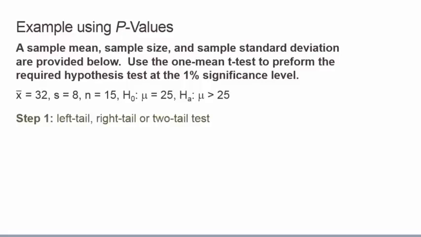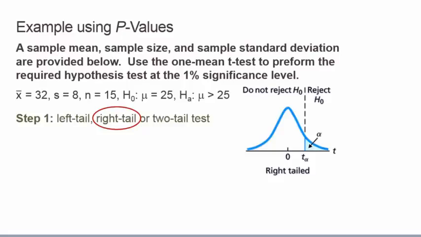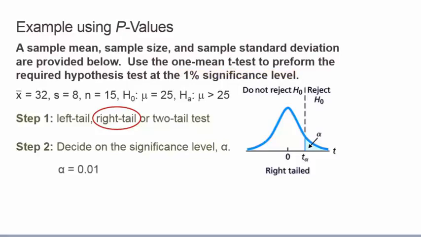Step 1. Determine if we have a left-tailed, right-tailed, or two-tailed test. Since H sub A has greater than, we have a right-tailed test. Next, we want to draw a sketch of what that looks like. My critical value, T sub alpha, is positive, and alpha lies to the right of T sub alpha. Step 2. Decide on the significance level alpha. In the original problem, we are told that we have a 1% significance level. Changing that percentage to a decimal, alpha equals 0.01.